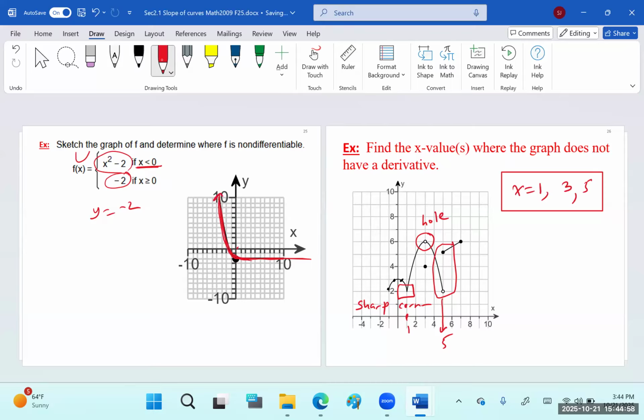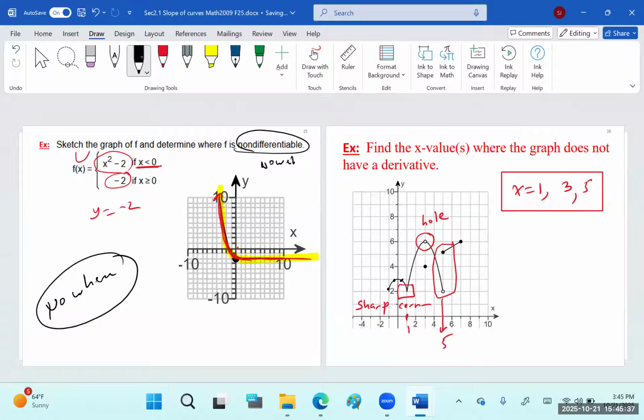In this graph, is there any place where the graph doesn't have a derivative? Do you see any place with any problem? We don't see any problem. This entire part has a derivative because it's continuous. This entire part has a derivative because it's continuous. And here, these two pieces are connected with a smooth shape. So it doesn't have any problem. It asks where the graph is non-differentiable, and the answer is nowhere. Nowhere means the derivative exists everywhere.